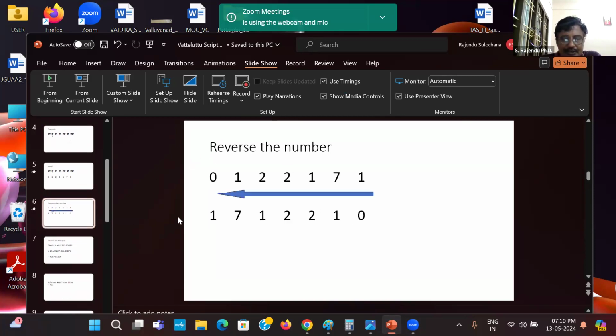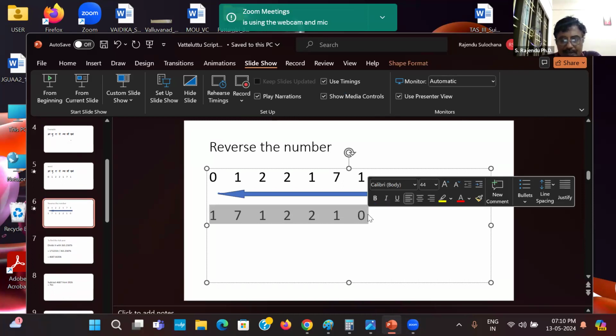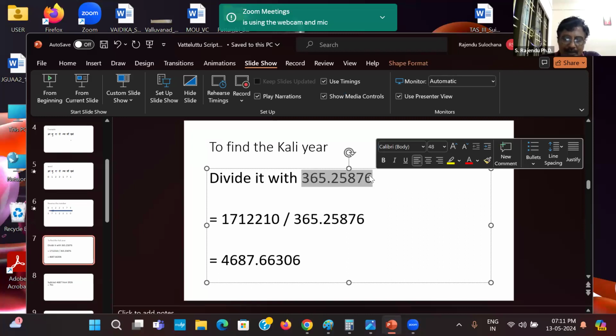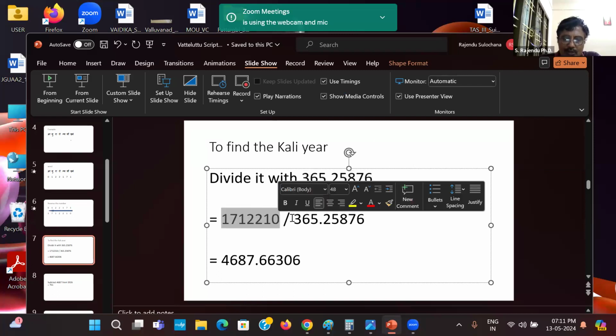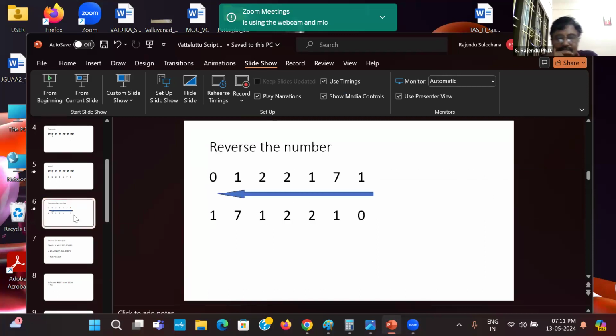Then you take this value and divide it by the days of a year, that is 365.25876. Use your calculator. Divide 1712210 by 365.25876. Take your calculator and find it.